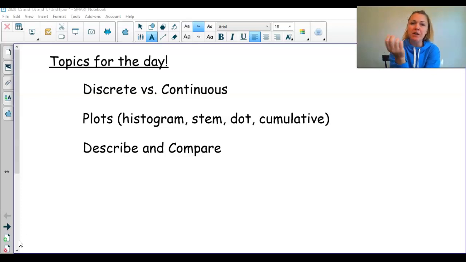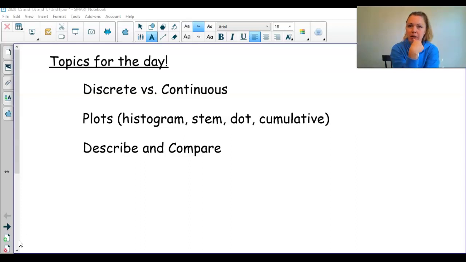By the end of this video, you should know the difference between a discrete versus a continuous variable. You should know how to plot quantitative variables, and you should know how to describe and compare distributions. All right, let's start with discrete versus continuous variables. These are 2 types of quantitative variables. I'm going to put those definitions up here in a second, but I want you just to think about it.